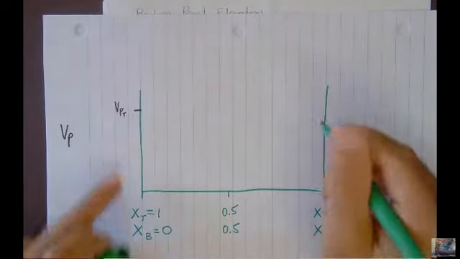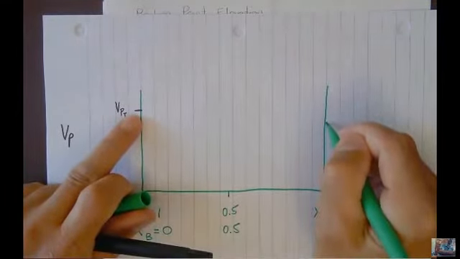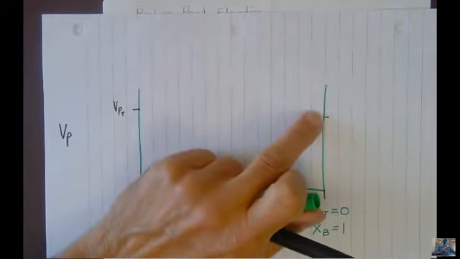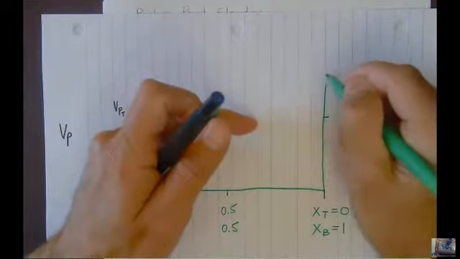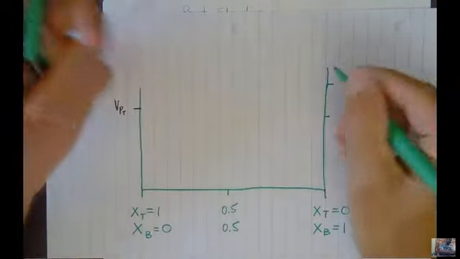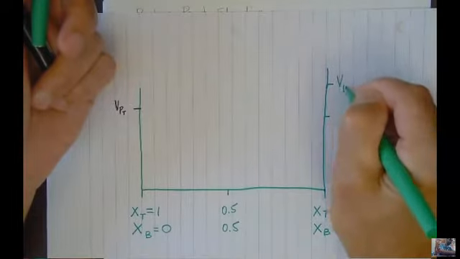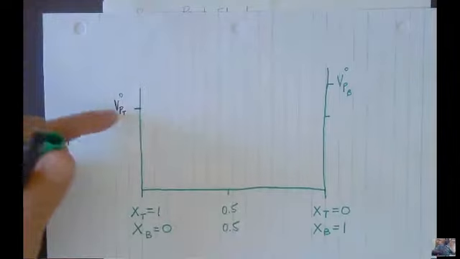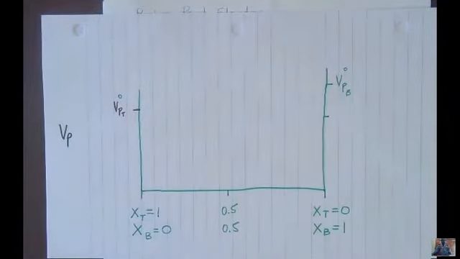Okay, here's the vapor pressure of pure benzene. It's a little lower. Okay, so instead of going straight across, it's going to be a little lower. Why? Because the molecules are a little bit smaller, and it's going to be a little bit more volatile. So this is VP0 for benzene. Let me put the 0 means pure. So that's the toluene, that's the benzene.